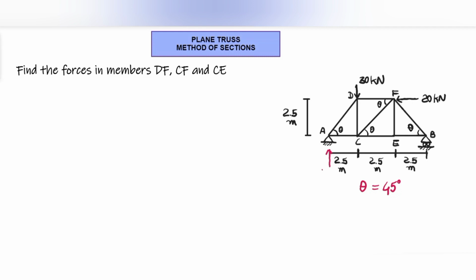Here in the question, angle theta is given to us, which is 45 degree. HA will also come because 20 kilonewton horizontal force is also acting on this truss. So we'll have VA, HA and VB.